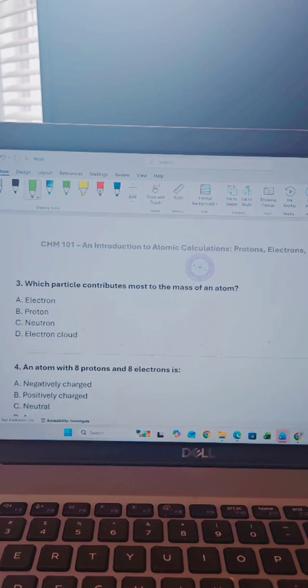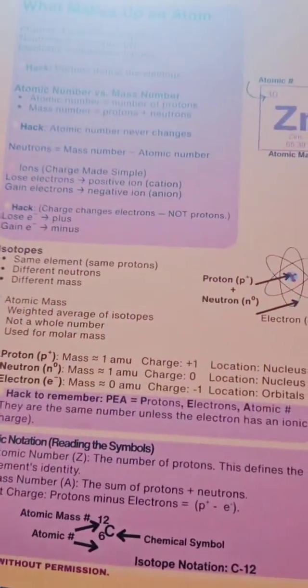Now, look at number 3. Which particle contributes most to the mass of an element? Electrons, protons, neutrons, or electron cloud? Which one contributes most? And just so you know, it appears to be a tricky question, but I'm gonna put y'all over here on some game.